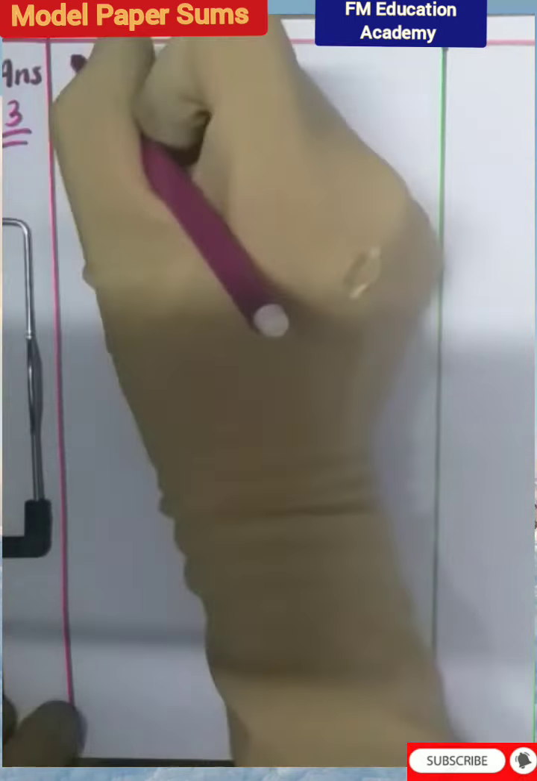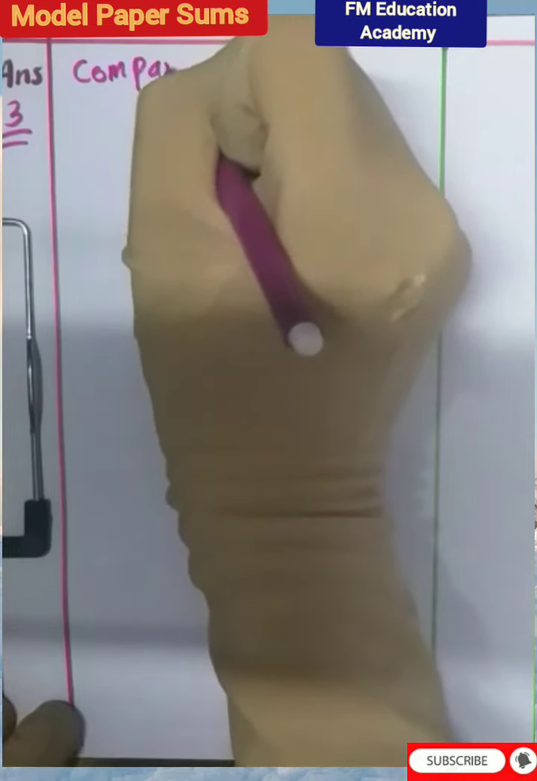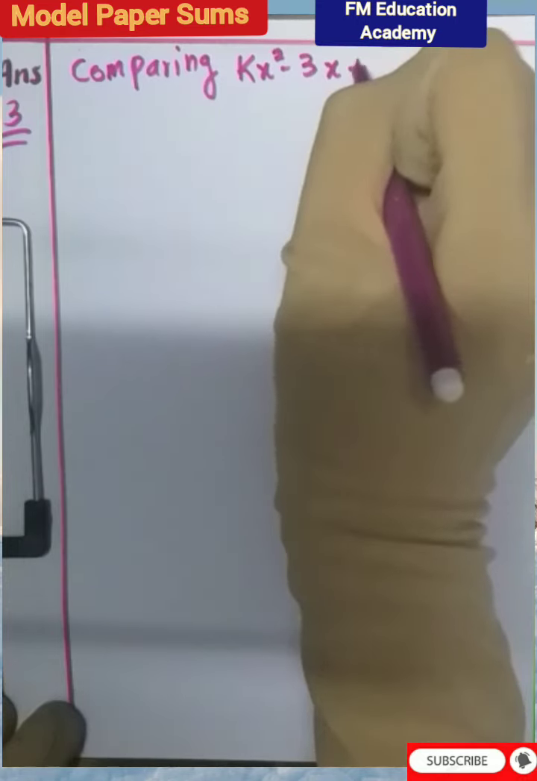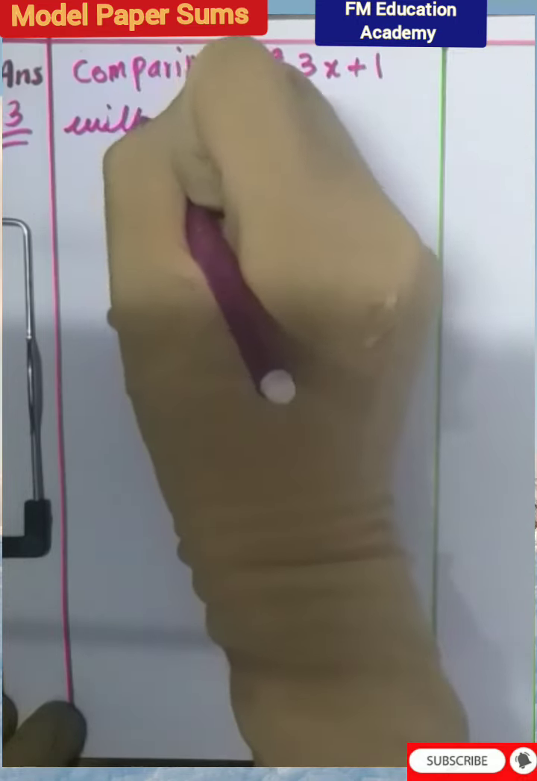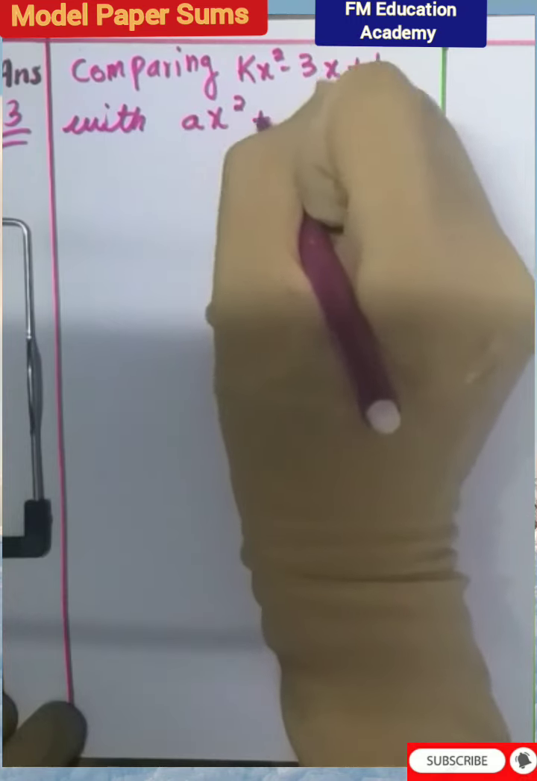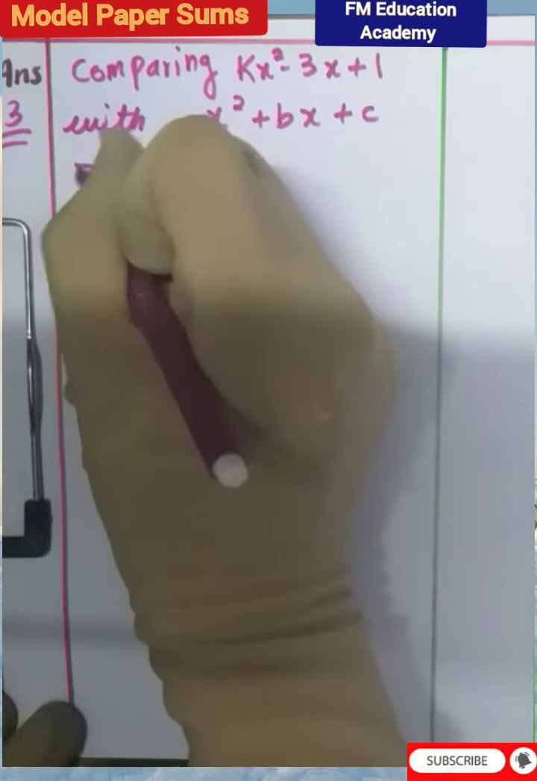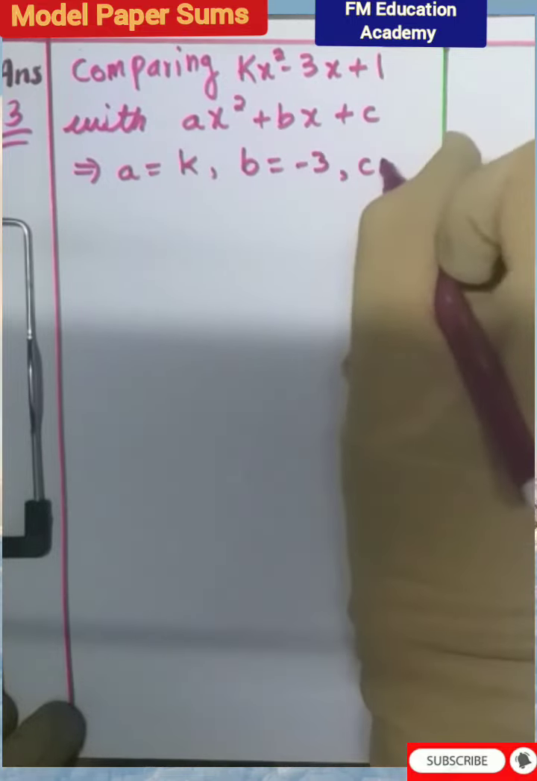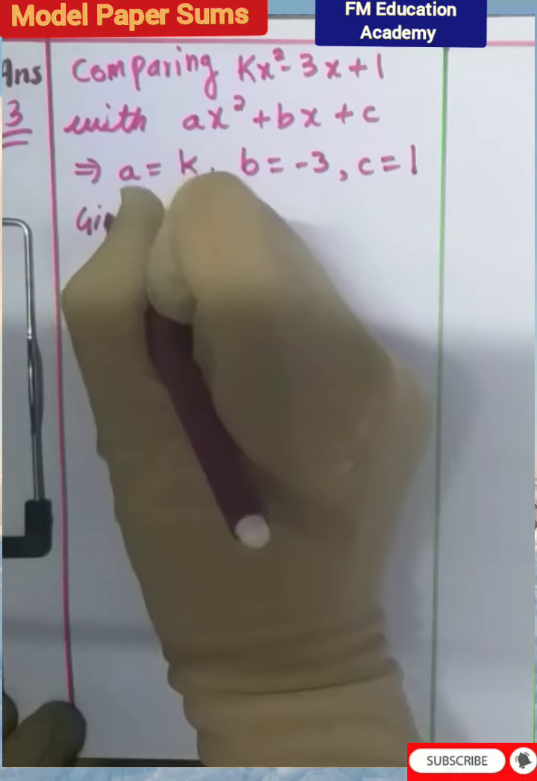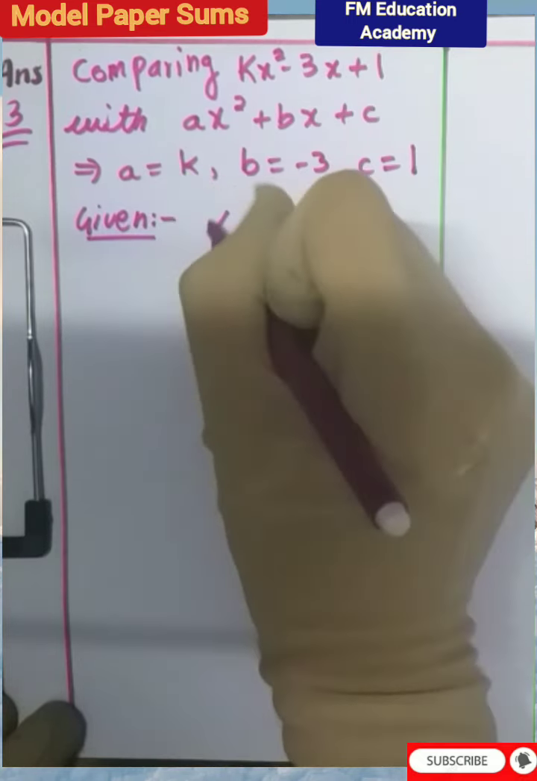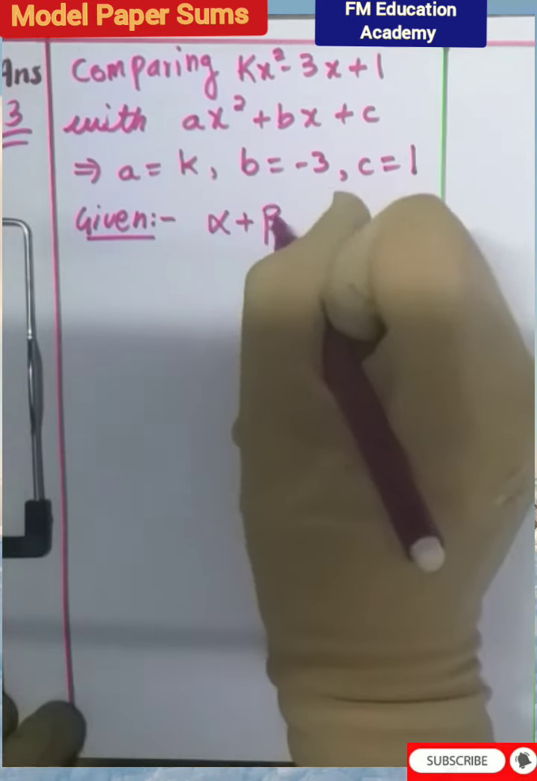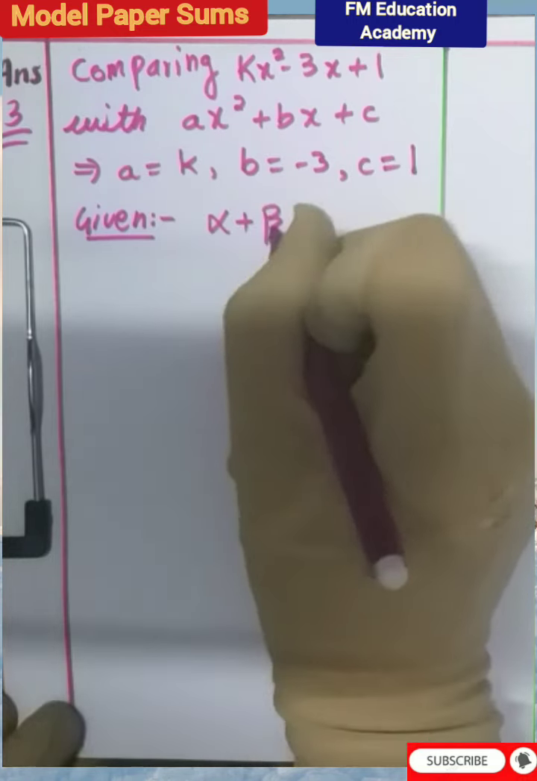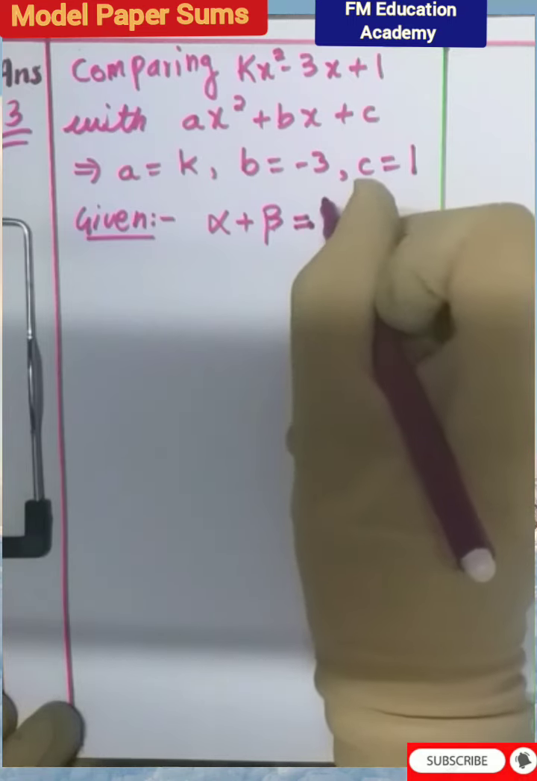Answer 3. So we will write, comparing kx square minus 3x plus 1 with the standard form of quadratic polynomial, that is ax square plus bx plus c. We get a is k, b is minus 3 and c is 1. Now what is the condition given to us in the question? Given sum of zeros means alpha plus beta, because alpha is one zero and beta is one zero and this is the sum. So sum of zeros was given in the question as 1.